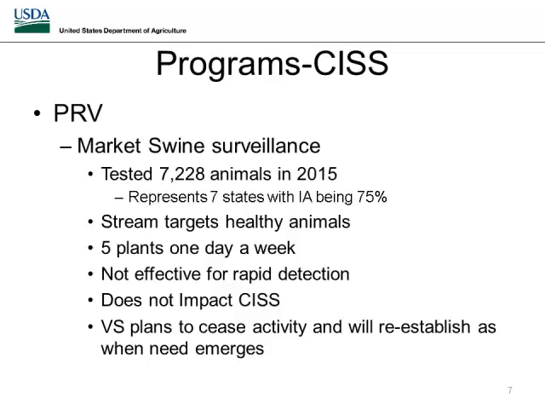Market swine surveillance, which is often called meat juice surveillance. Last year, in 2015, we tested 7,228 animals. It represents seven states, with 75% being in Iowa. It primarily targets just the healthy animals. It's again utilized for demonstration of freedom, to demonstrate disease freedom.